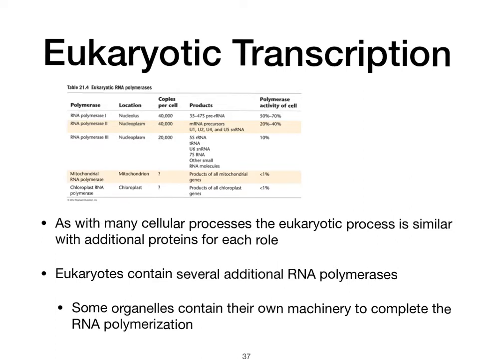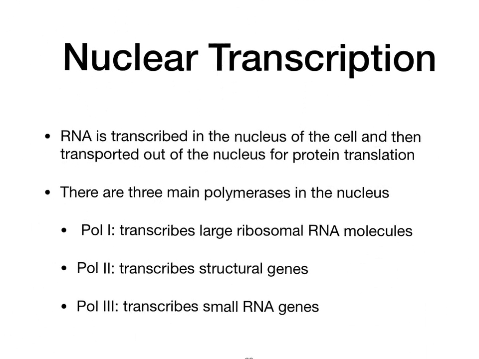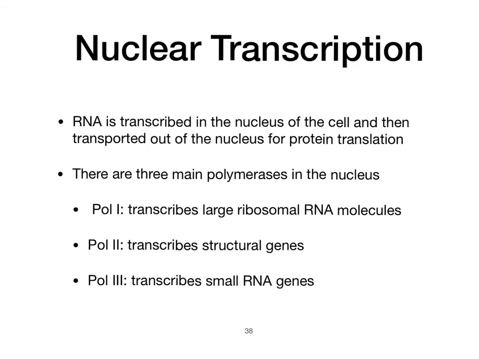So we have multiple RNA polymerases, and so they have additional RNA polymerases in some organelles. So if you remember, one of the things that distinguishes a eukaryotic cell is the ability to have organelles. Organelles are small components within a cell. So in this case, many of theirs are isolated to the nucleus or in the mitochondrion or in the chloroplast. These two are for specific cell types. So RNA is transcribed in the nucleus of the cell and then transported out of the nucleus for protein translation.